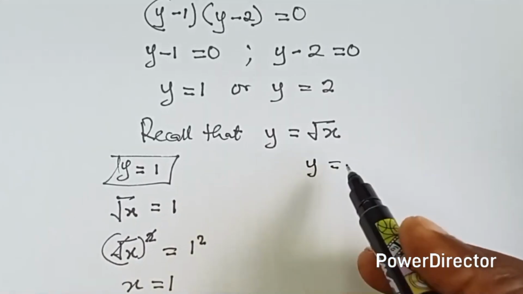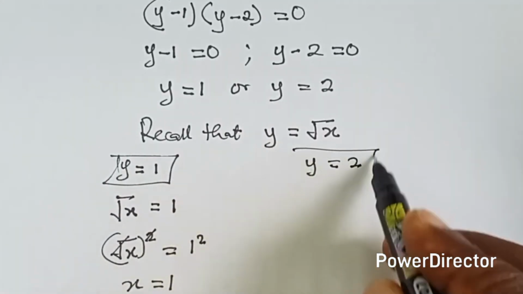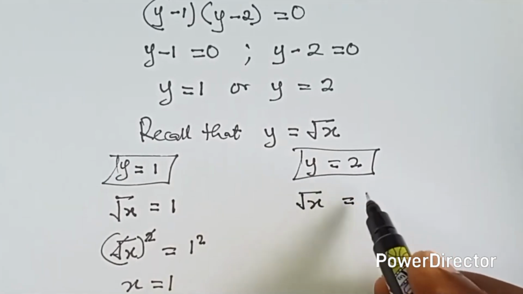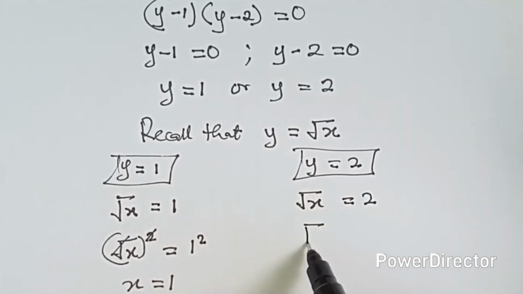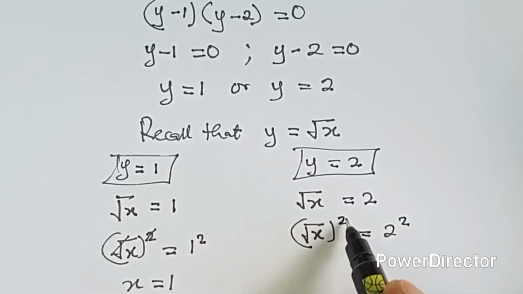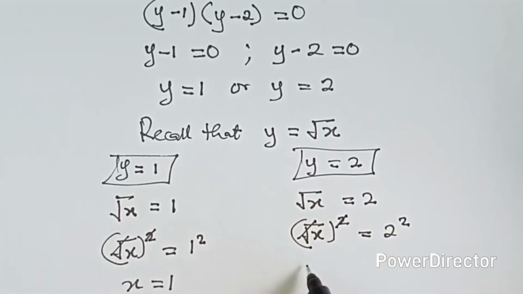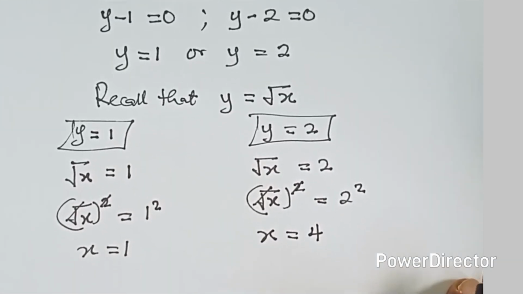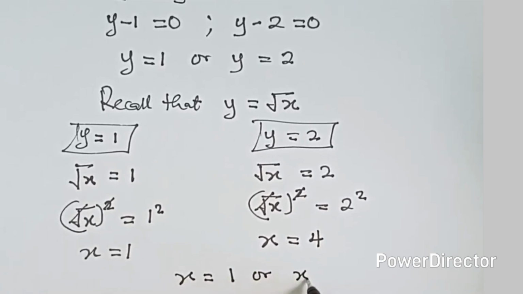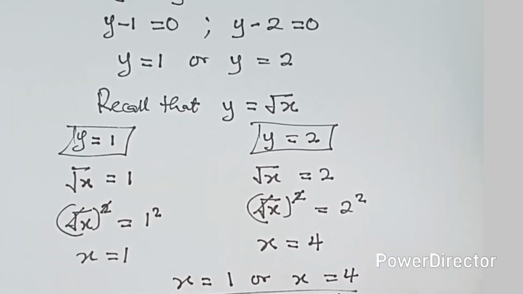And then if y is now 2, we have square root of x equals y, which is 2. We square both sides, we square this side, and we square this side. The square cancels the square root. Our x equals the square of 2, which is 4. So it means that x equals 1 or x equals 4. This is our final answer.